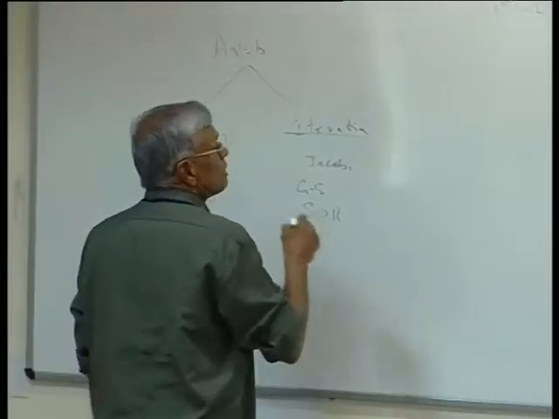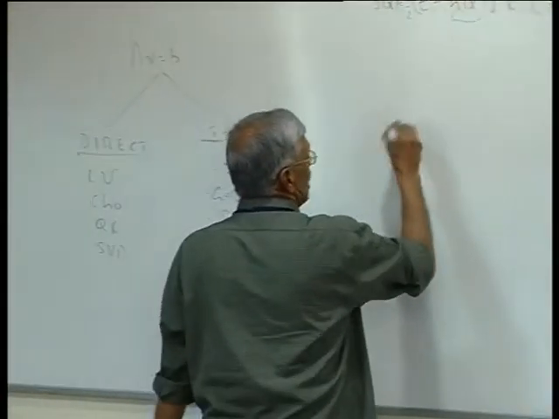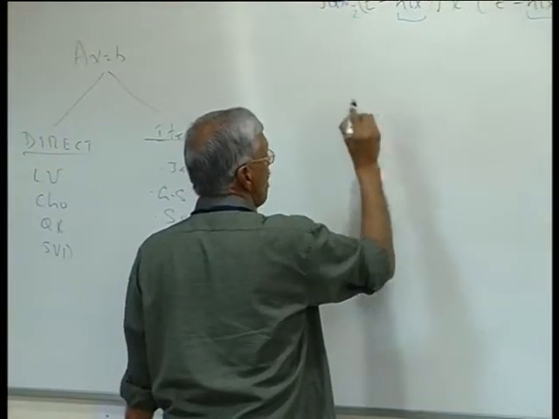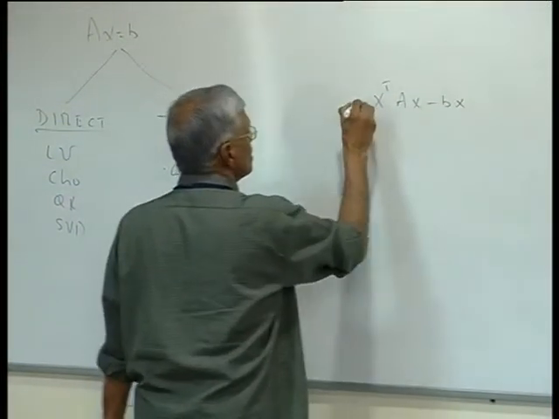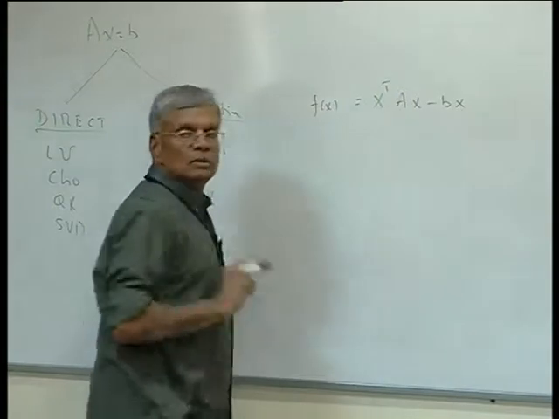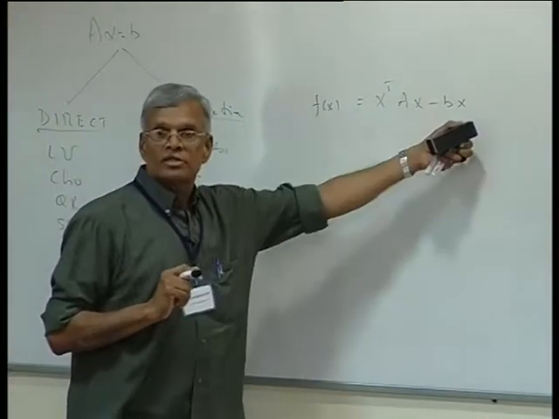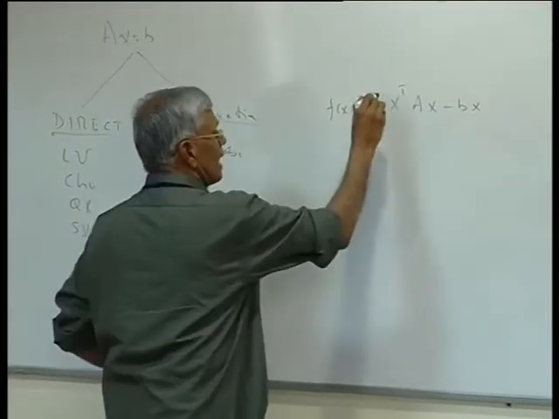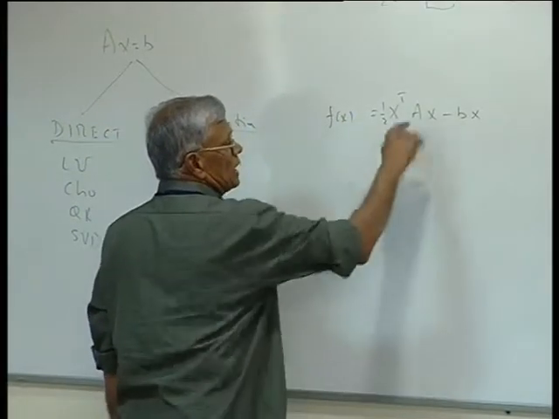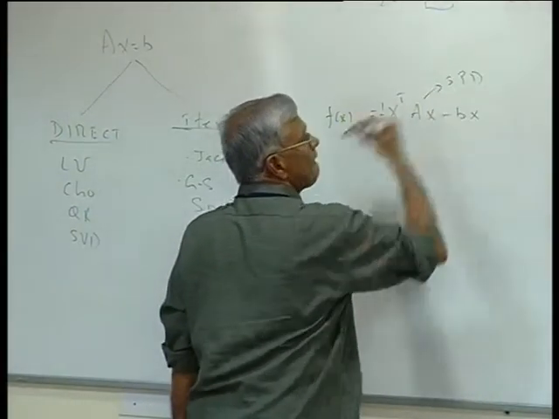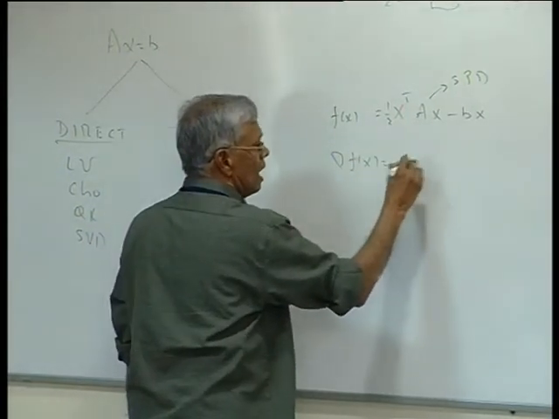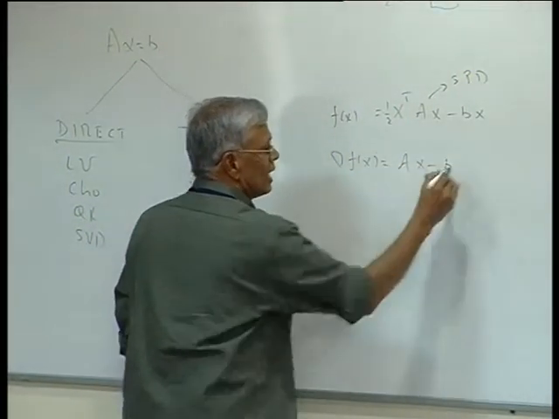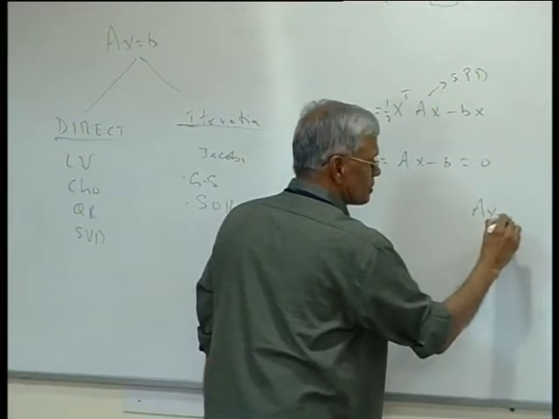I also want to tell you one more thing. There is an equivalence between solving and minimizing a quadratic form, x transpose Ax minus b transpose x, which is equal to f of x. Do you all agree this is the quadratic form? Let us take one half. A is SPD. Where does the minimum occur? The gradient of f of x is equal to Ax minus b, and this is equal to 0. That gives rise to Ax is equal to b.